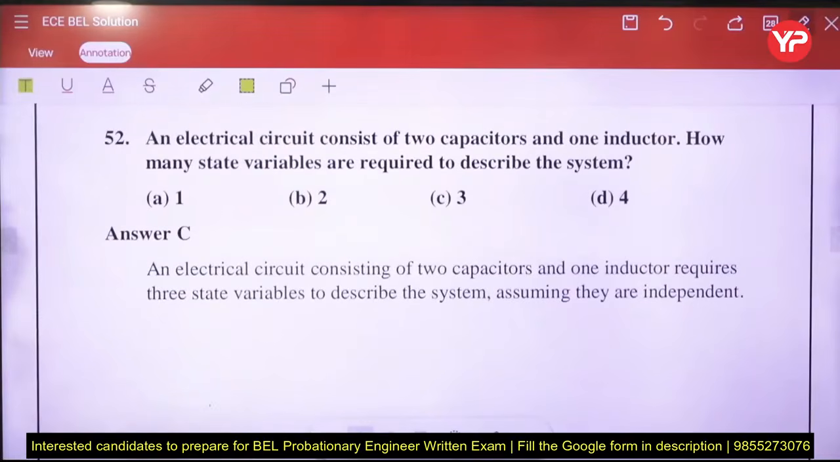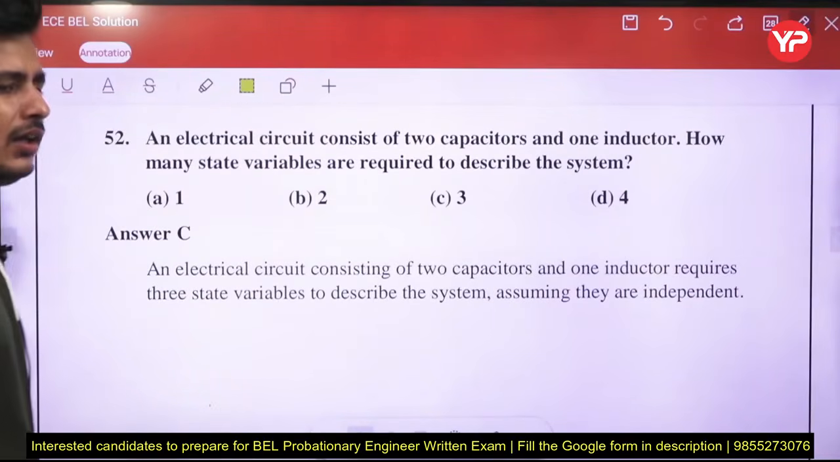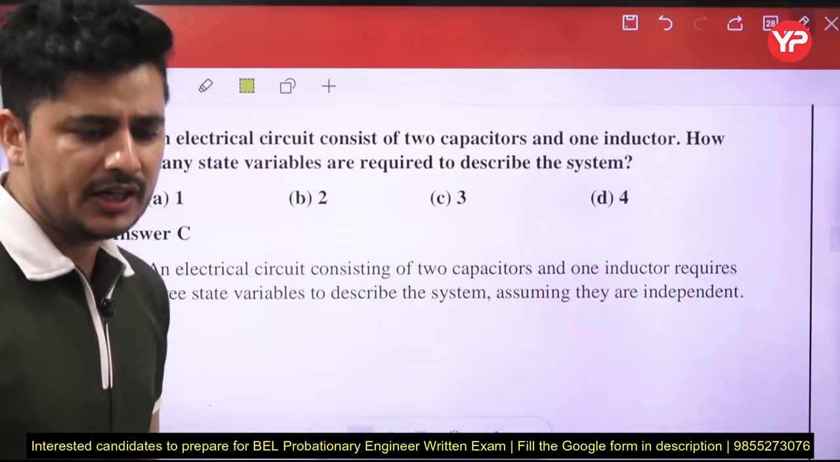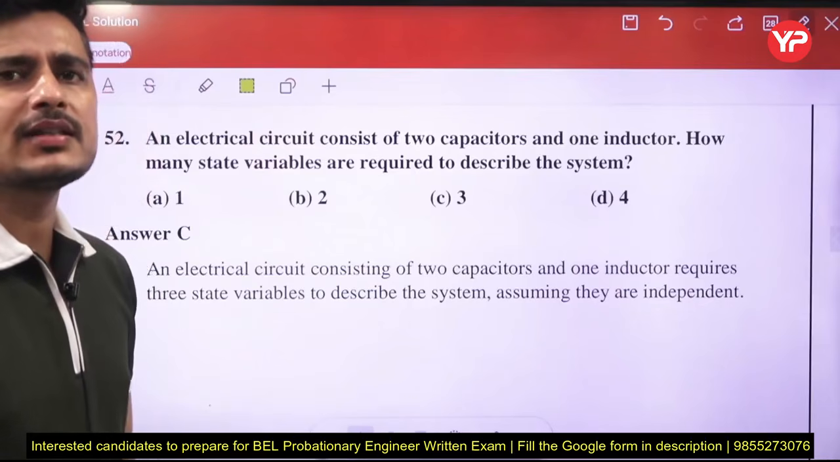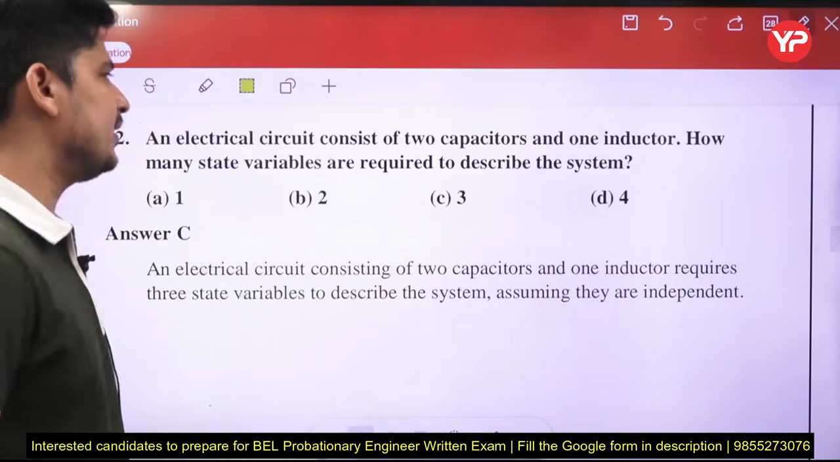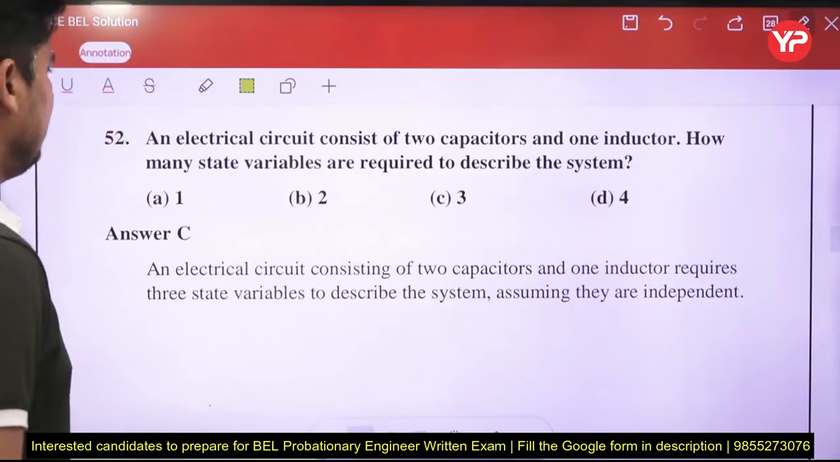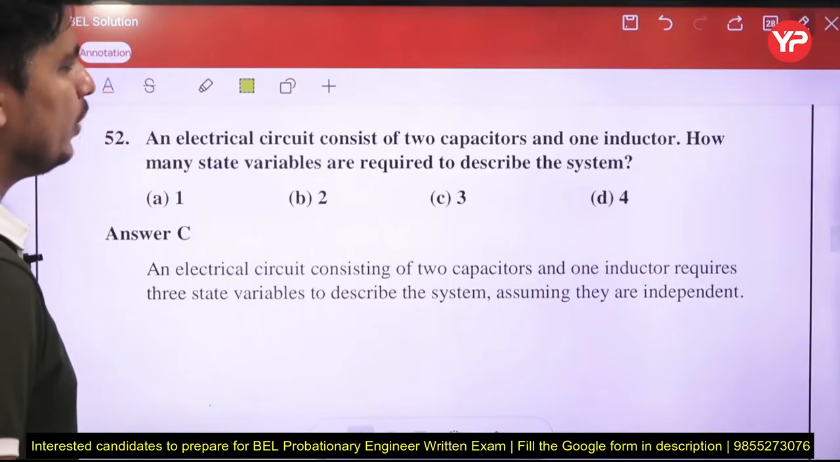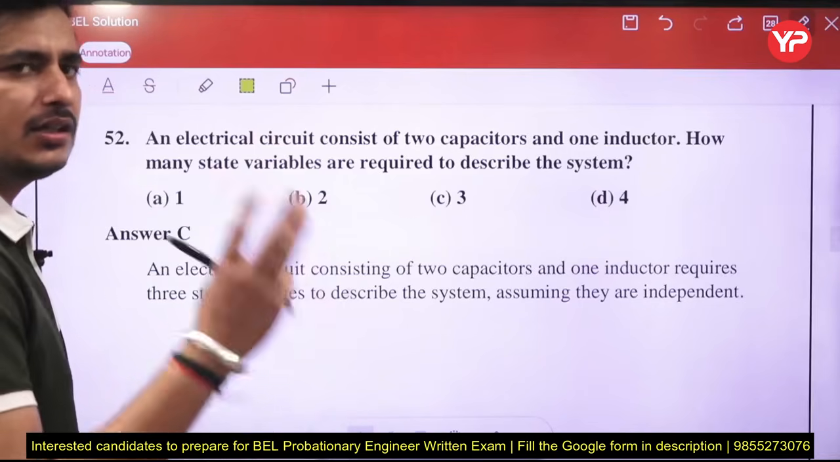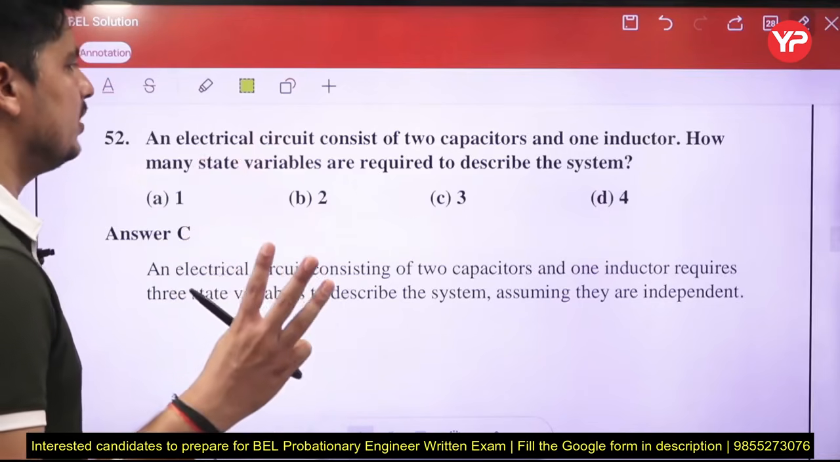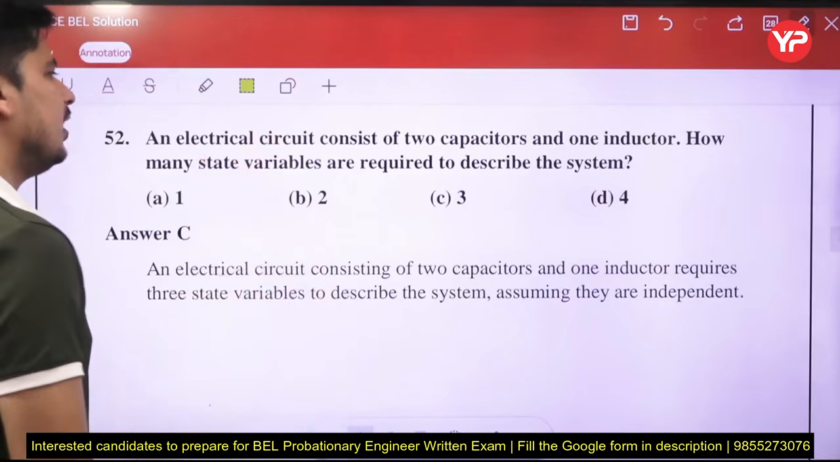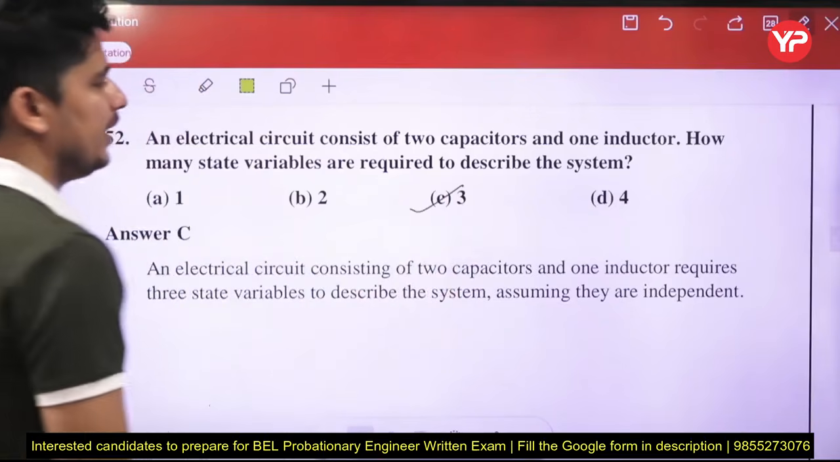Okay, next. An electric circuit consists of two capacitors and one inductor. How many state variables? The number of state variables is always equal to the number of energy storage elements inside that circuit. So if you have two capacitors and one inductor, we have three energy storage elements, so three variables are required for that purpose.